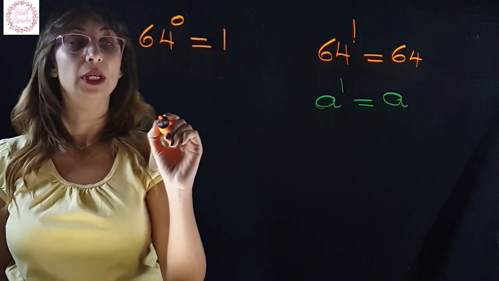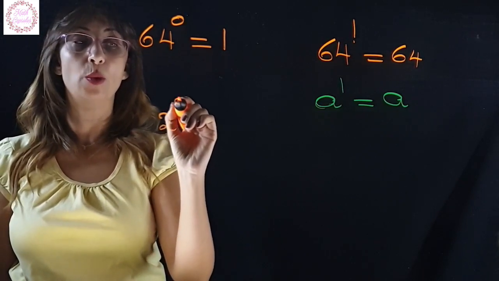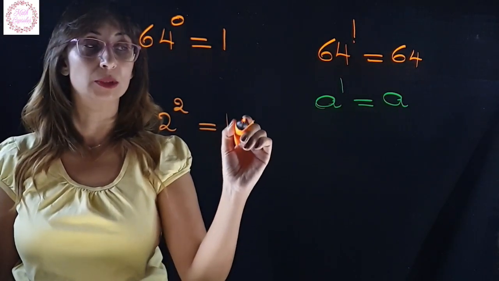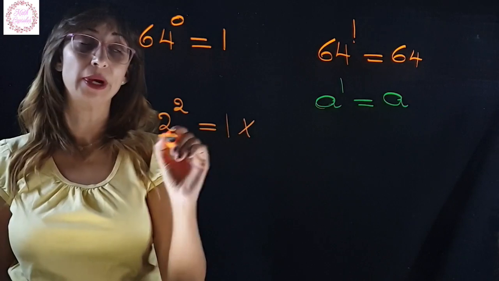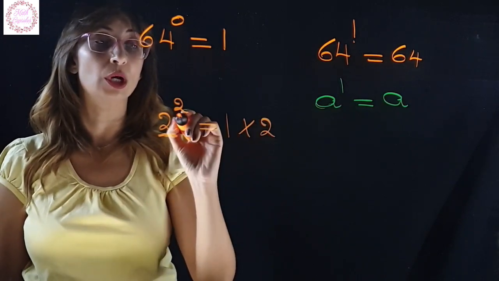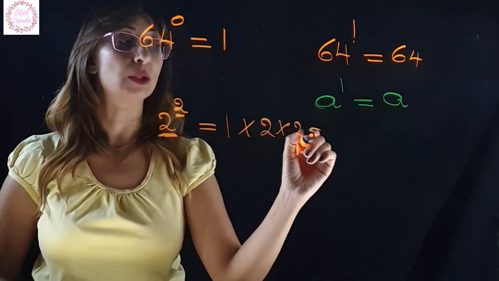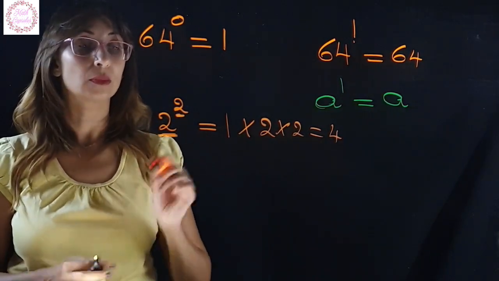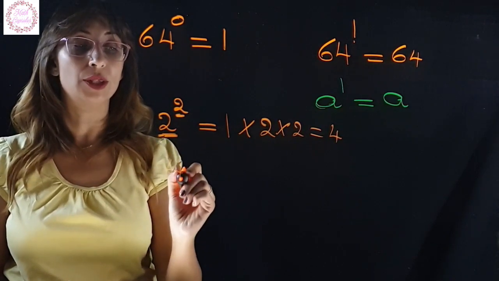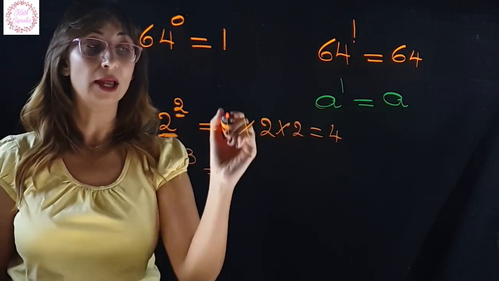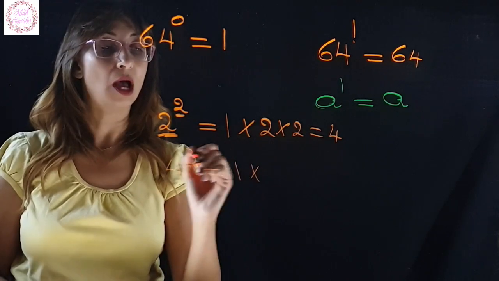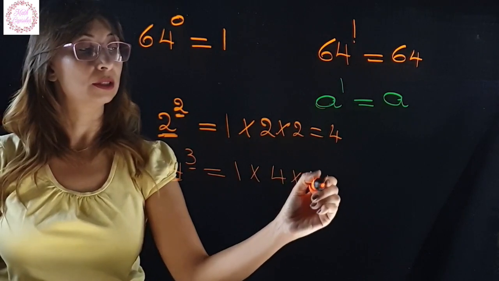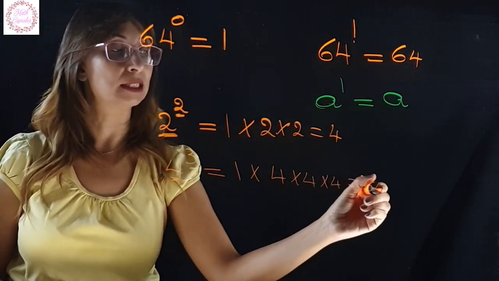For example, 2 power 2. If I start always by 1 times, then I see the base 2 is multiplied by itself 2 times. So I multiply 2 times 2 equals 4. And if I have, for example, 4 power 3 as the first example I gave you. Again, if I start by 1 times, I multiply 4 by itself 3 times. So 4 times 4 times 4, this gives me 64.